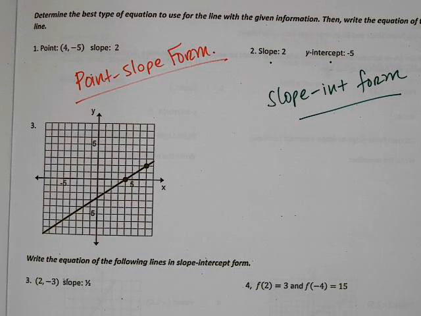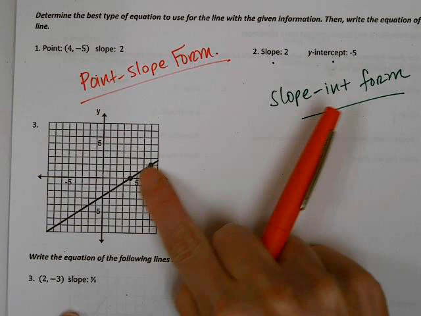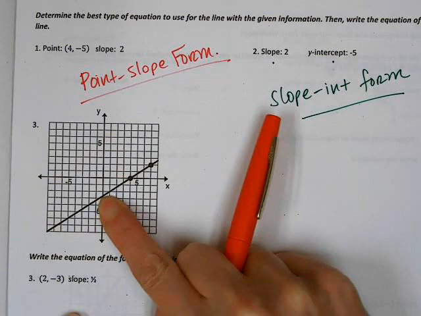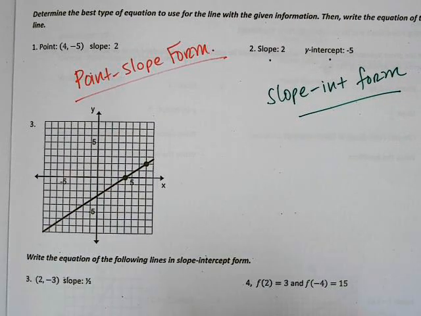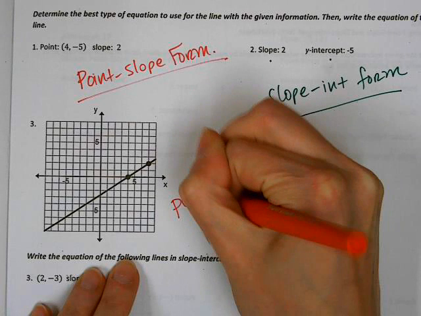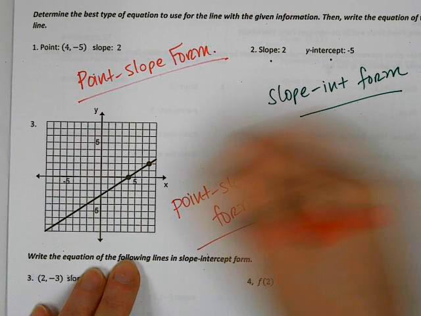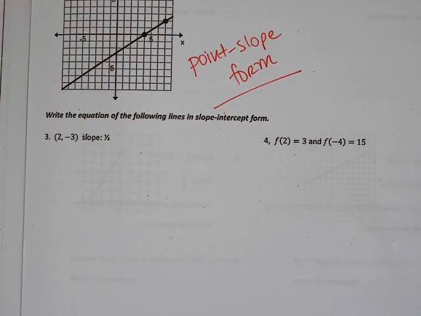Now look at number 3 on a graph. See how the y-intercept is not a nice point? So we don't want to use slope-intercept. We would be using point-slope.